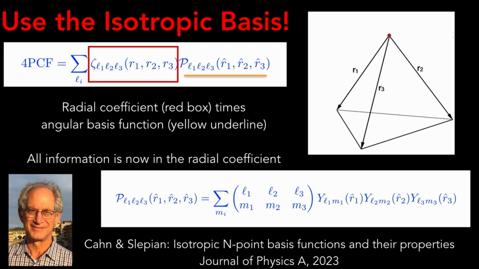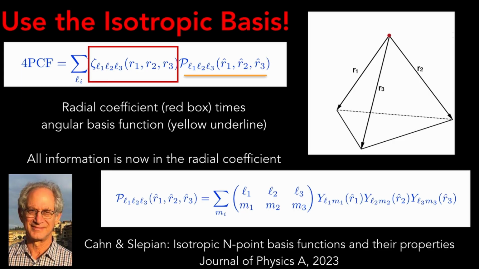And the properties of these basis functions are summarized in a rather long paper that Robert Cahn, shown here on the slide, and myself have in Journal of Physics A in 2023. It's a substantial tome, but it gives you all the properties of these functions that you will need to understand the basis. I should also say I've shown on this slide a diagram of a tetrahedron, and the way to visualize this all is to sit at the red point, which represents one galaxy, and look along the 3 side lengths. The direction vectors of those sides are what's going into the angular basis function, and the lengths of those sides is what's going into the radial coefficient, zeta L1 L2 L3.